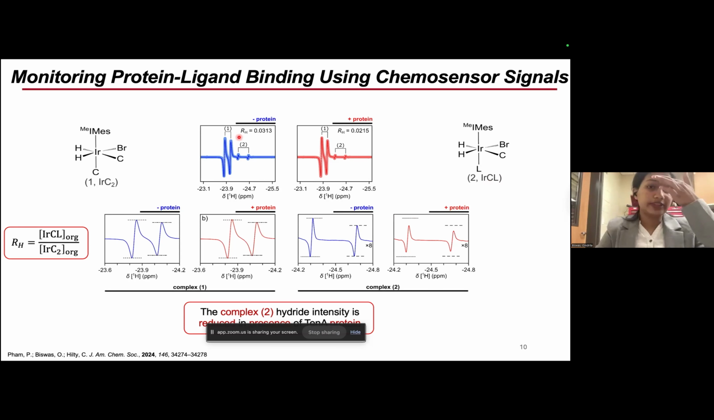So if we define RH as the ratio of the intensity of complex 2 to that of complex 1, then this RH value decreases very much on addition of protein in the reverse micelle solution. This decrease in RH value we can use for determining the dissociation constant of the protein-ligand complex.